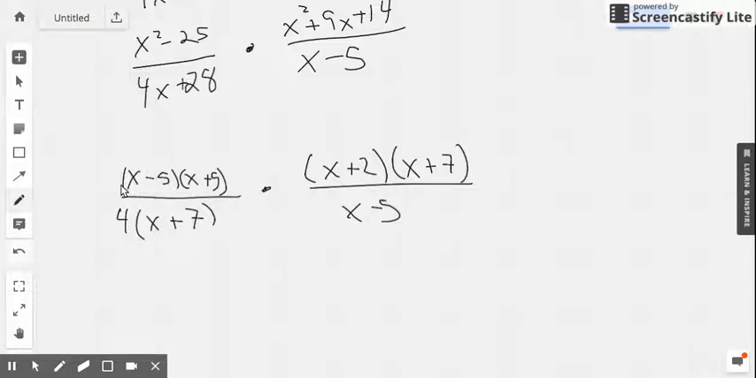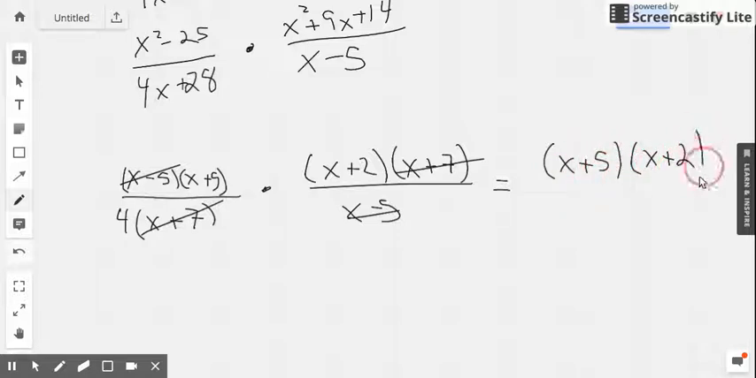Okay, now we got some cancellation available, right? X minus 5, x minus 5, x plus 7, x plus 7. So we're left with x plus 5 times x plus 2 over 4. And that's the simplification. That's all the simplification we need to do. Just remember to say that x, in this case, cannot equal negative 7, and x cannot equal positive 5. Those are our excluded values.